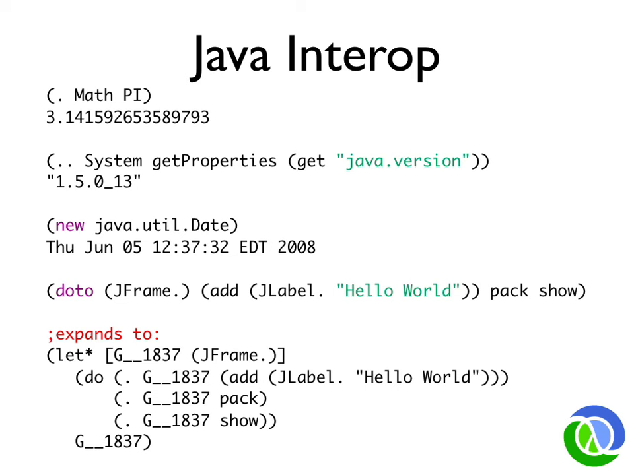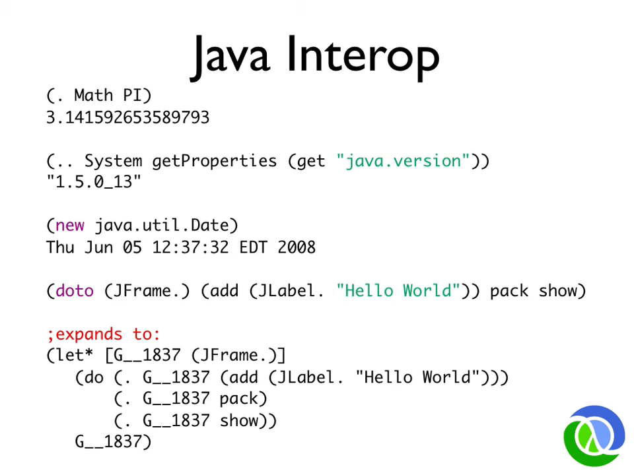We make a new JFrame. Instead of saying that thing dot add, that thing dot pack, that thing dot show, we can just say this. Do to this first thing all the other things, as if it was the first argument to all those other functions. If those functions don't otherwise have arguments, you don't need parens. The macro will put them in.